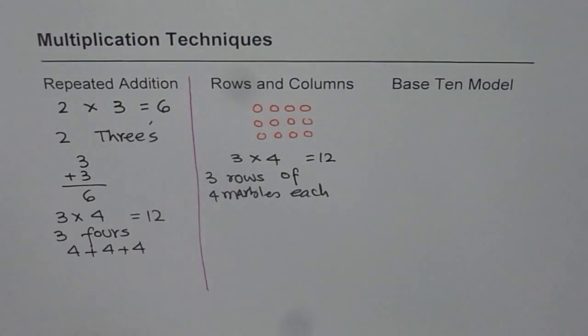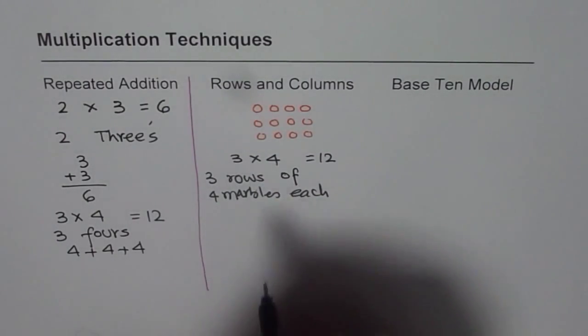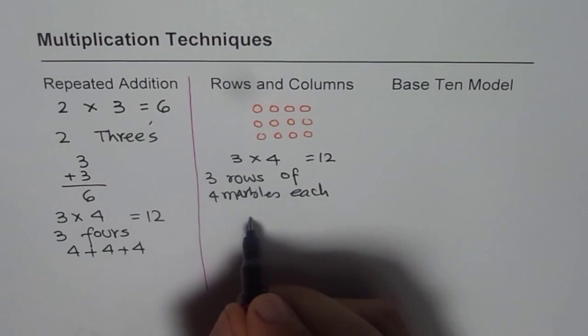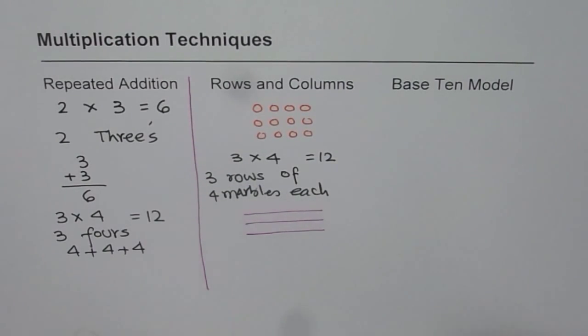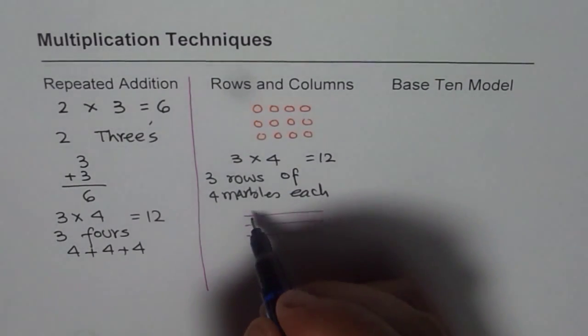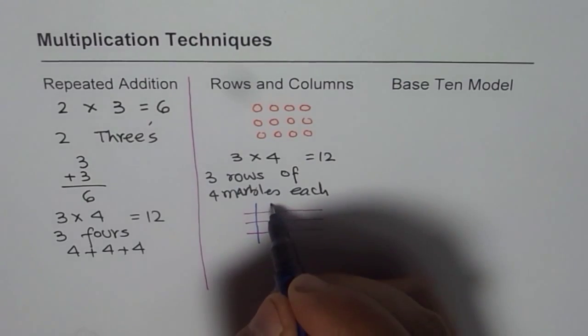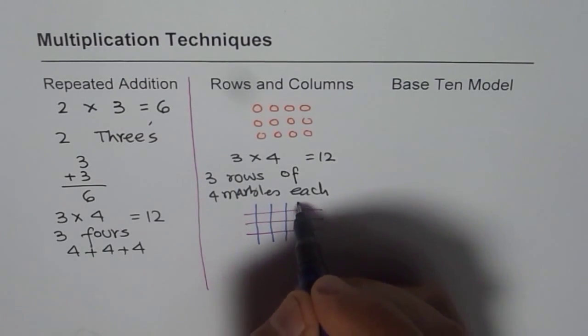So that is how we can use rows and columns. I've also been using one more technique for this: 3 rows and 4 columns. We can actually draw 3 lines. Let me draw 3 lines for 3 rows. And then for 4 columns, I will draw 4 vertical lines. Columns are vertical, rows are horizontal.